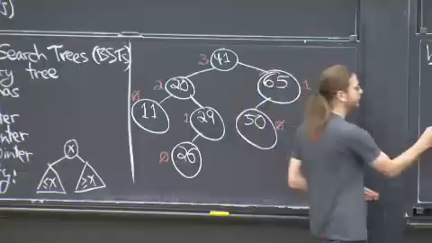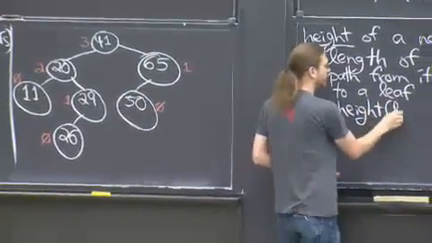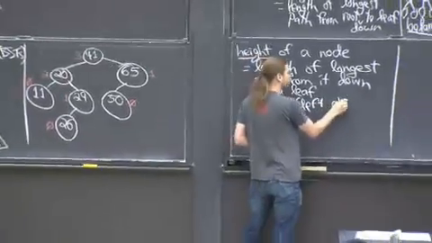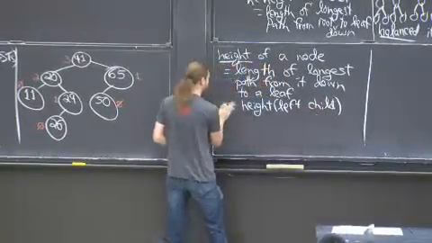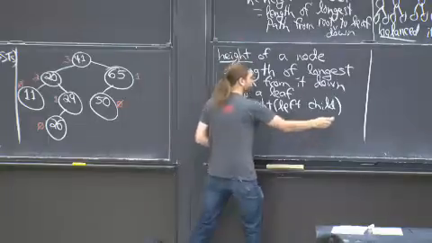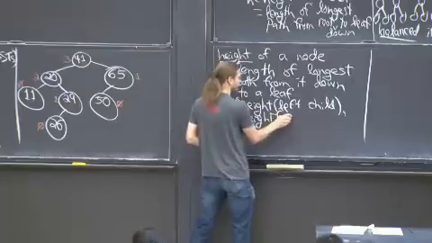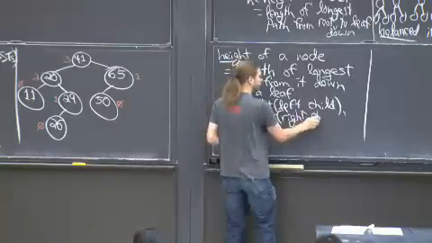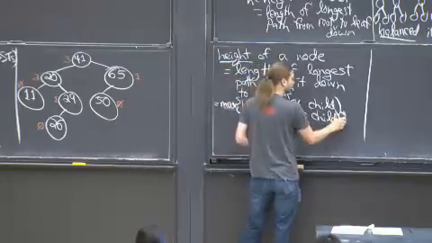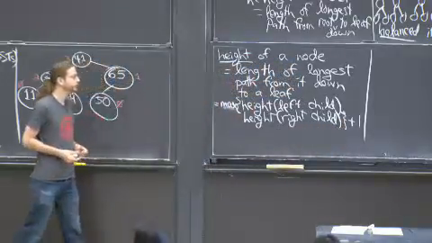So it's going to always be, this is just a formula, the height of the left child maxed with the height of the right child plus 1. This is obviously useful for computing.